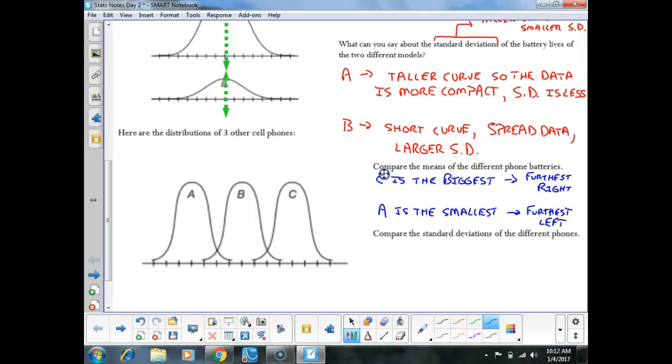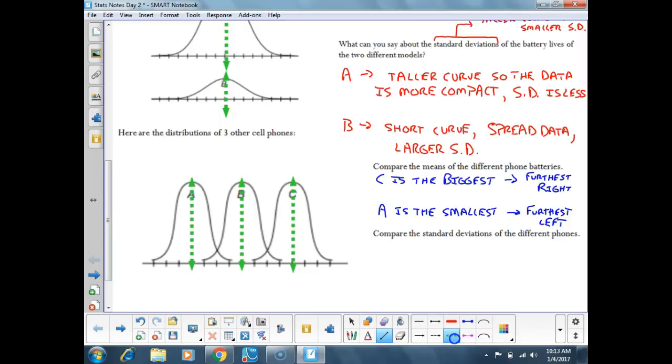And B is somewhere in the middle, right? Okay, so if we drop these, the peak would be right in about here, the peak would be right in about here, and the peak would be right in about here. Okay? If we assign numbers to the bottom ones, we could get what those numbers are then, right? Okay? Now let's talk standard deviations.